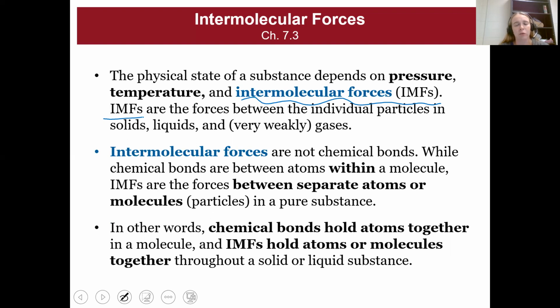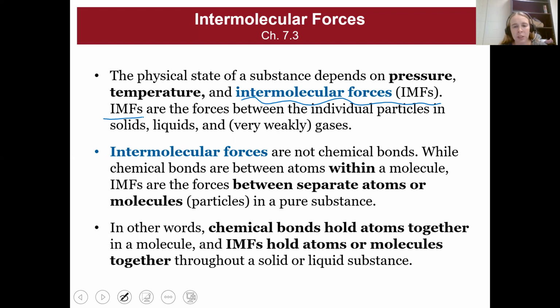If we're talking about a pure substance such as helium gas, or if you cool it down a lot, down to 4 degrees Kelvin, super, super cold, then you'll probably have some intermolecular forces between helium atoms in that pure substance. But usually we're talking about forces between different molecules in a pure substance. It's just very rare cases where we talk about atoms making up a substance.